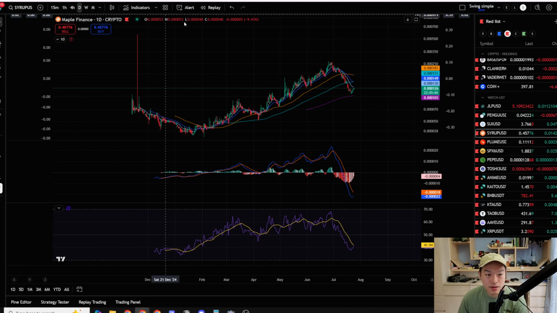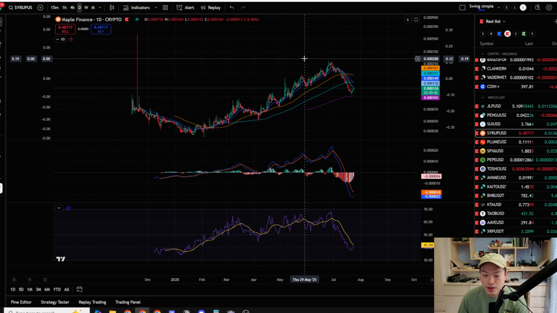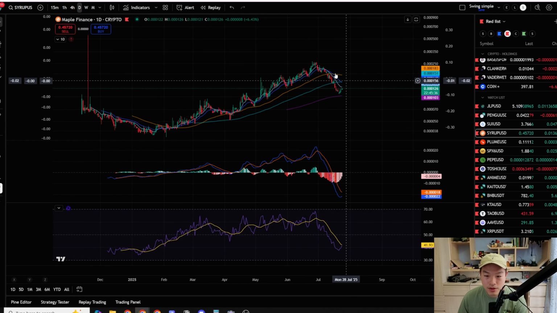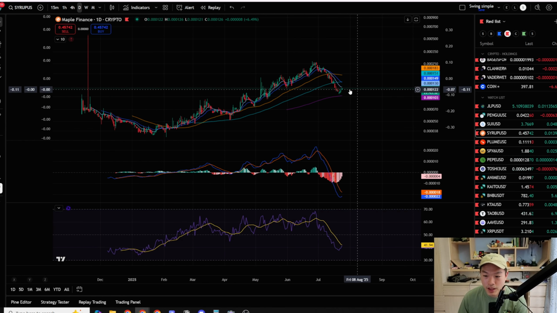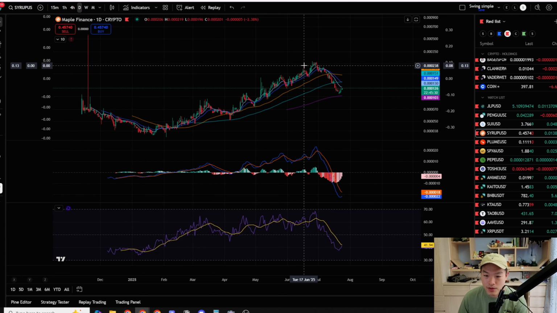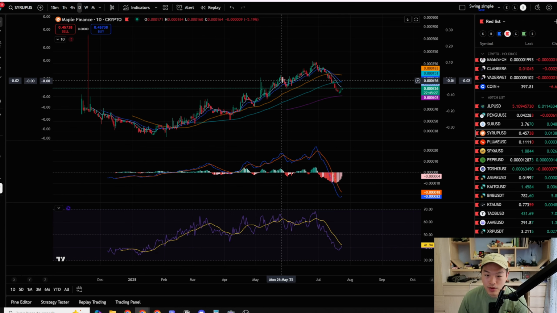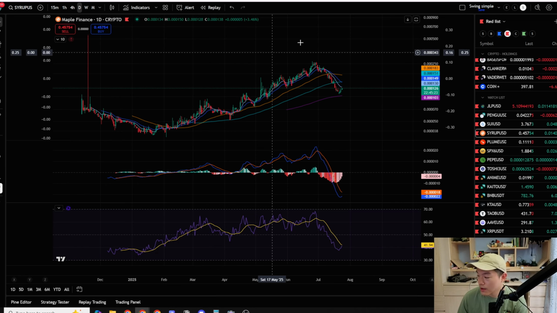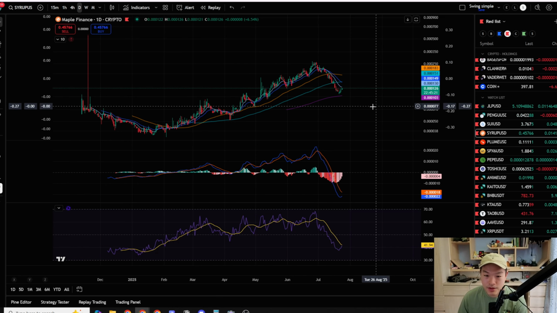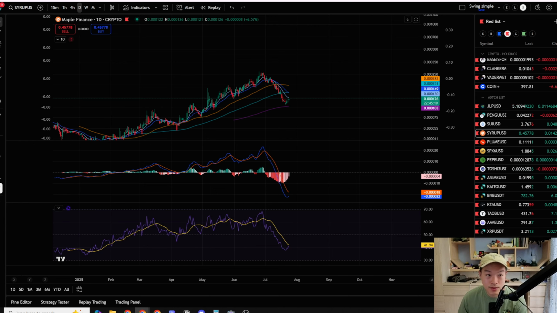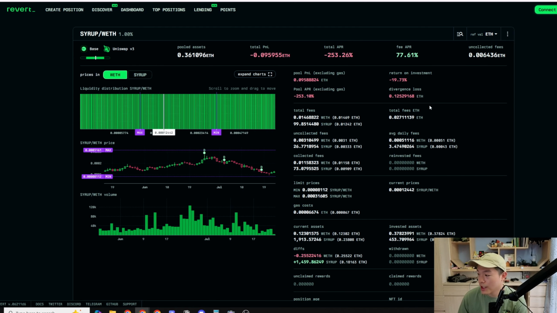But let's take a look at Syrup to Ethereum here. So Syrup and Ethereum, you can see it's bouncing off of the 200-day simple moving average. So this is a really great entry compared to what you were seeing a couple months back. And if you're bullish on Syrup, this could potentially be a great token to get into. Again, really high APR, even with a wide range here. What they're setting is 0.00081 and 0.003.